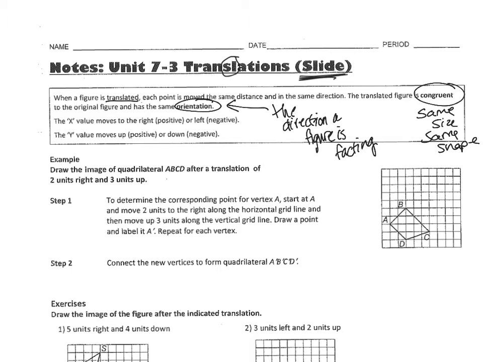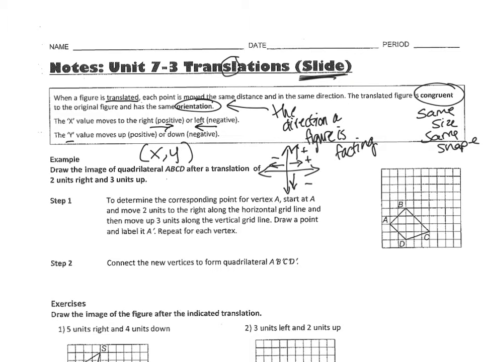So the X value moves to the right or the left. So if you have your coordinate plane, you have your x-axis, that's your horizontal, it goes right or left. If it goes to the right, we've got positive. If it goes to the left, we've got negative numbers. And then you have your y value. It's either going to go up and be positive numbers, down and be negative numbers. And your x always comes before the y in your ordered pair.